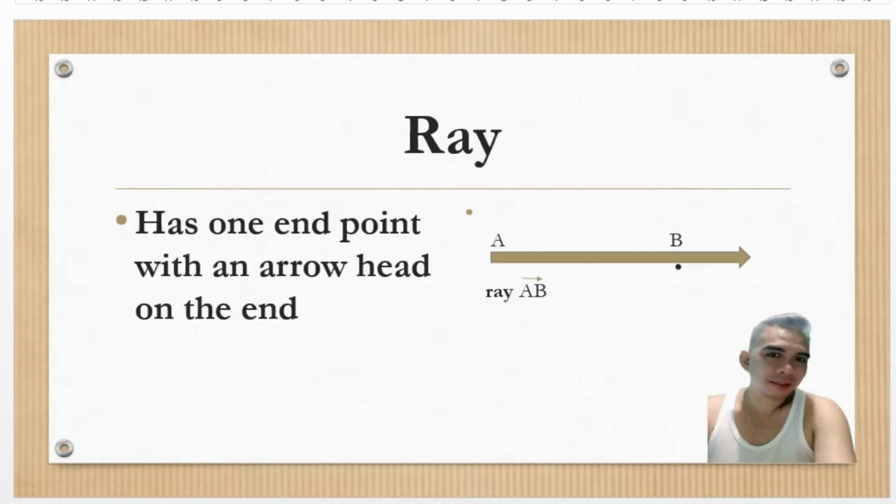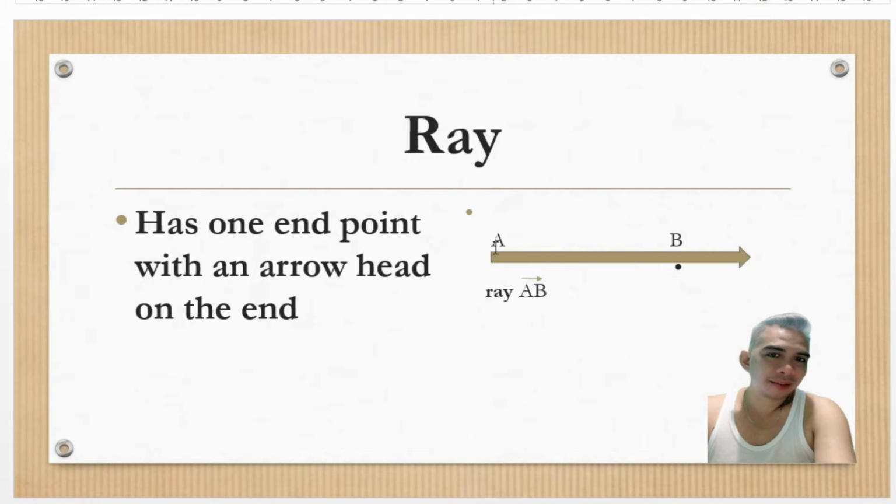Another one is rays. Rays has one endpoint with an arrowhead on the end. So, ito po, mapapansin nyo po, this is the end point. Ito yung dulo. At yung kabila niya po ay yung may arrow. So, ibig sabihin, pag sinabi nating ray, ang isa ay may end point o may katapusan o may dulo. Tapos yung kabila naman niya ay pwede pa nating i-extend. Kaya may nakita tayong arrow, ibig sabihin, i-extend pa nang i-extend natin.